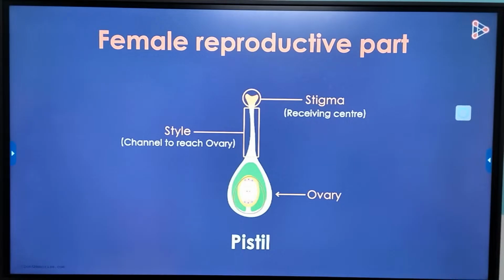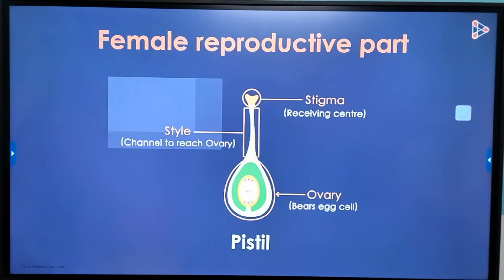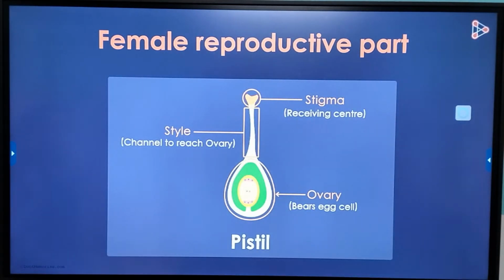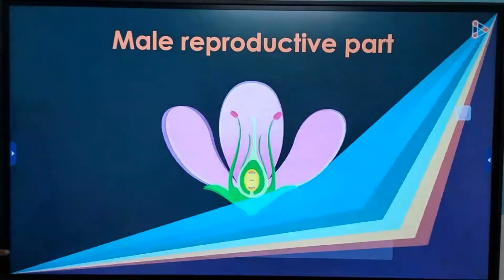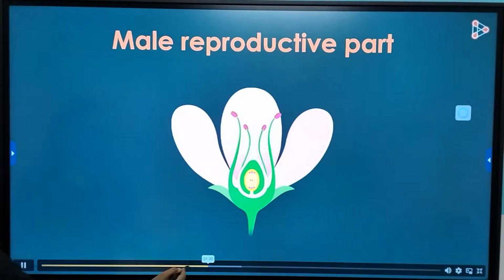Now we know what the function of this ovary is. It is the most important asset of the complete female reproductive part. It bears the female reproductive cell, that's the egg cell. So this was about the female reproductive part of the flower. Now let's have a look at the male reproductive part.